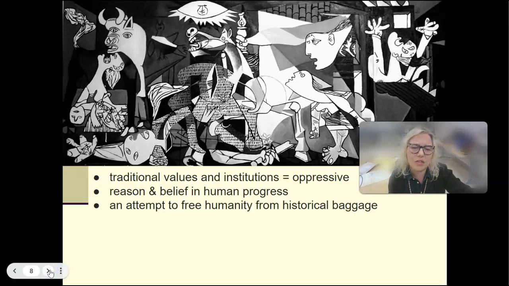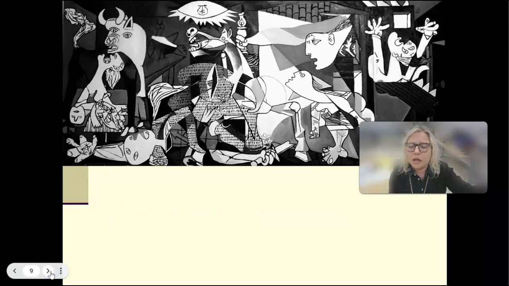And they were trying to free themselves from historical baggage, the problems of the past. They were looking at perceptual truths over reality, oftentimes, like in this painting, where, realistically, these things aren't happening, but instead they create a perceptual truth of the carnage of war. In literature, this meant formalism over tradition, where the form of the piece that's being written or produced mirrors what it's about.